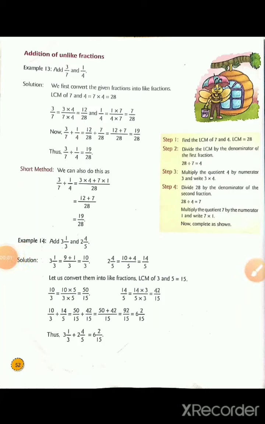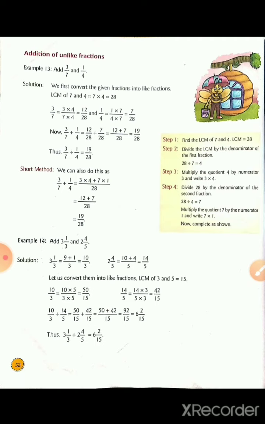Today's topic is addition of unlike fractions. In previous classes we have discussed different operations related to like fractions. Unlike fractions are those fractions which have different denominators. So to solve addition of unlike fractions, first we have to convert the given fractions into like fractions.